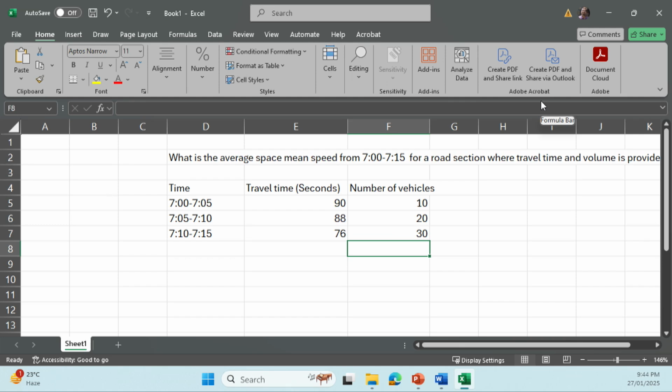Now this question is: suppose I give you a travel time along a road section, right? So I've now given you the travel time value, and every 5 minutes the travel time is given to you from some source, maybe the HERE data set or some other data set. And you also know the volume in that 5 minutes. What is the space mean speed in this case? What we have discussed in the class was the speed was given to you, but now I've given you the travel time. What's the space mean speed?